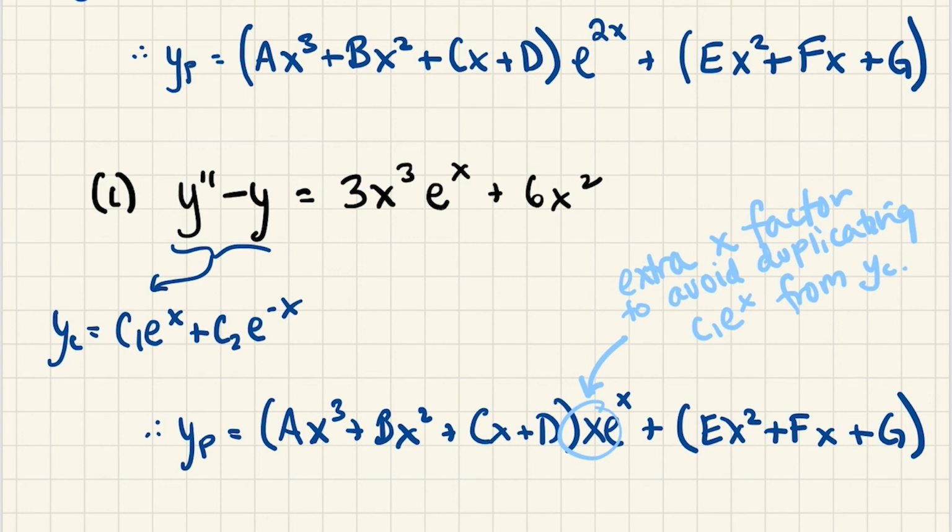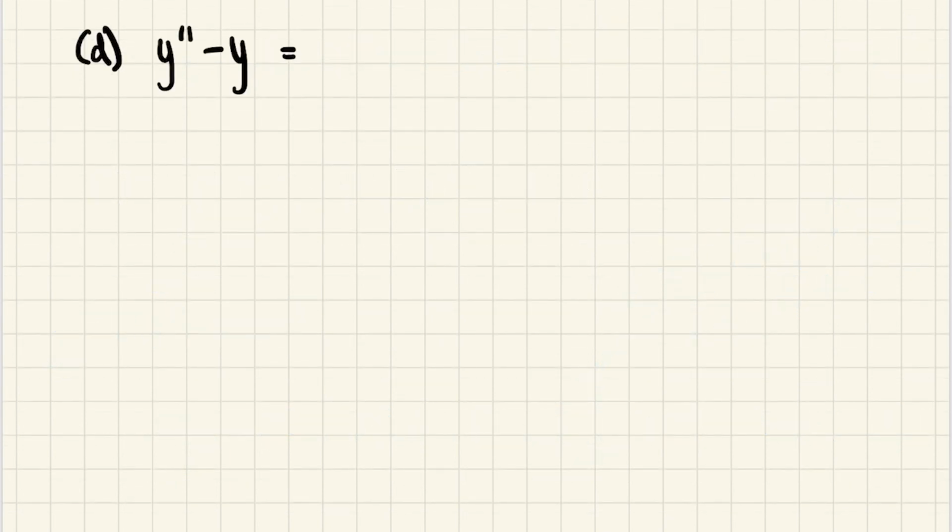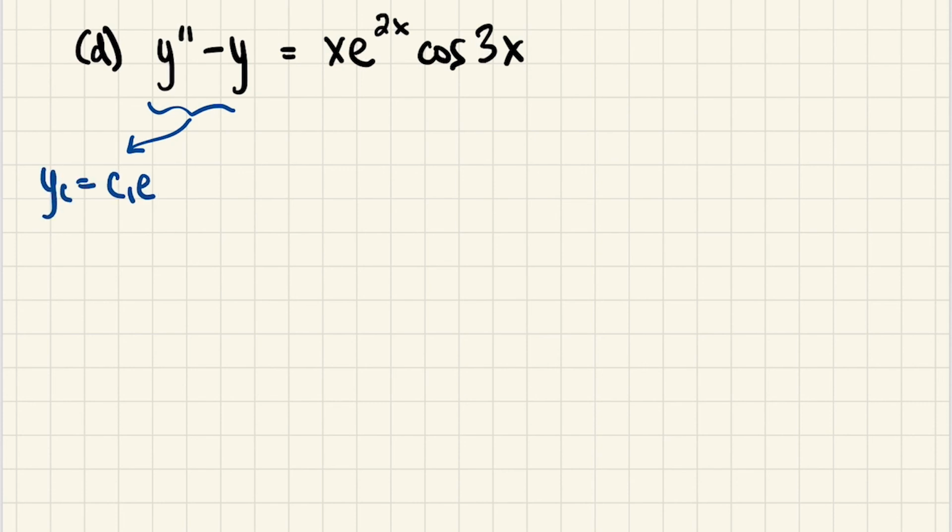Okay, let's look at a few more. Okay, what about this one here? Well, again, we have our complementary solution. So we need to avoid those, but I don't think we're in danger because we're back to e to the 2x here on the right. So what have we got?